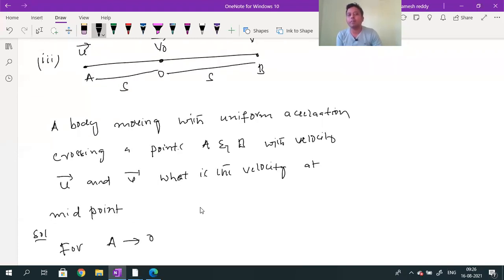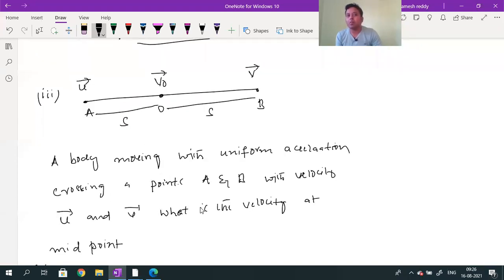A body moving with a uniform acceleration crosses the 2 points A and B. The velocity at A is U bar and the velocity at B is V bar. What is the velocity at O? O is the midpoint of A and B, so the distance of O from A and the distance of O from B are both the same, and that value will be equal to S. Since the motion is uniformly accelerated, the acceleration value will be constant. Right?